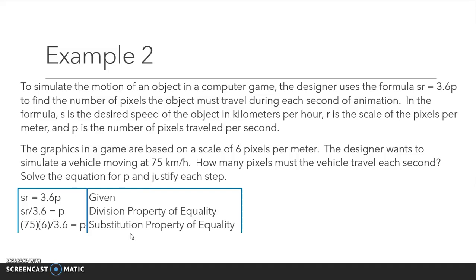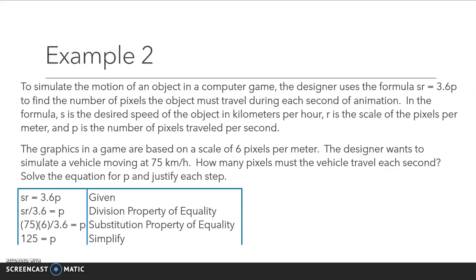So I have this. Now I want to actually just do some calculating in my proof. There's no reason that I need to give other than simplify. Whenever you're just calculating something from one step to the next, you can just write simplify. So I'm just going to do 75 times 6 divided by 3.6 and get an answer. Okay, so I got 125 is the number of pixels.